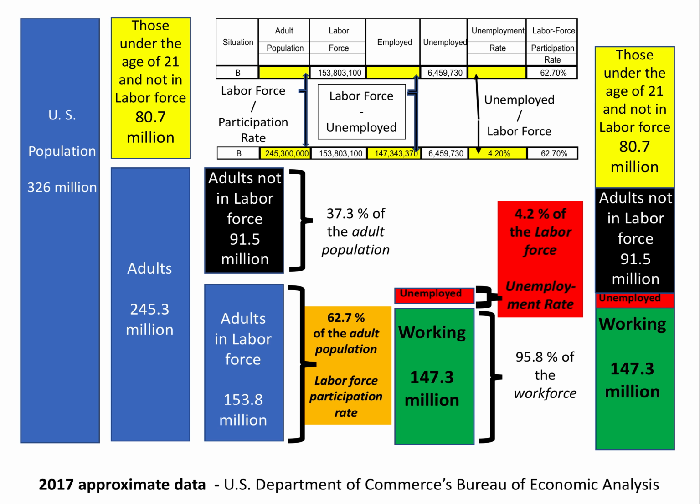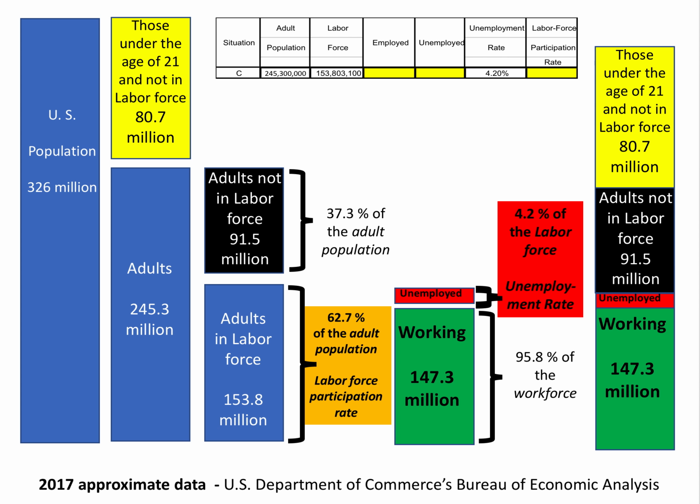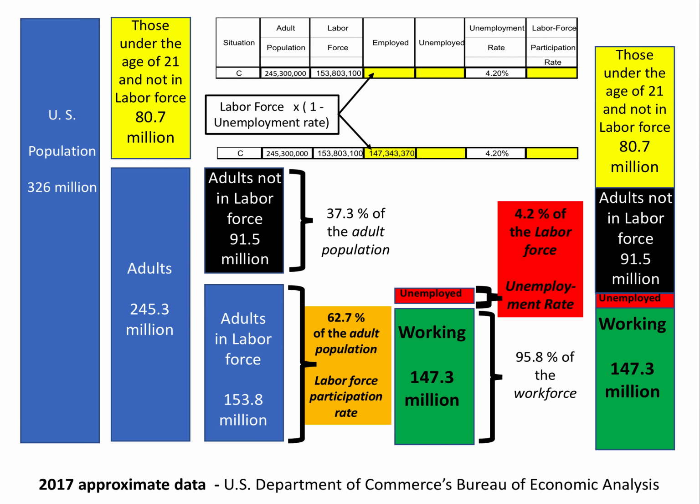Okay, and surely you'd have a section C of the problem. This time they're going to give you the adult population, the labor force, and the unemployment rate, and you have to fill in the other three columns. Of course, the employed should be easy. Take the labor force, multiply it by 1 minus the unemployment rate. Why did we do that? Well, remember, the unemployment rate is the unemployed people. We're trying to figure out the employed people. So we need the complement of the unemployment rate, which would be 1 minus the unemployment rate.